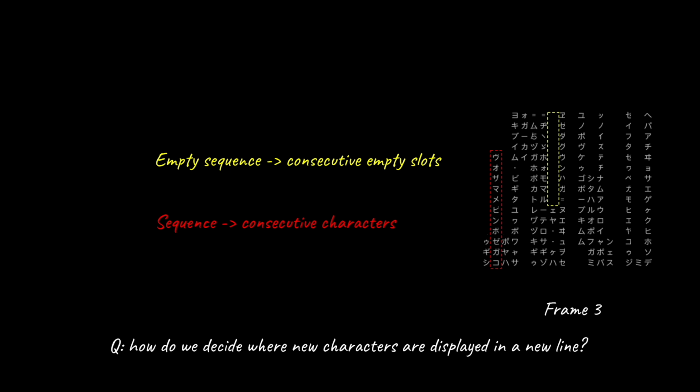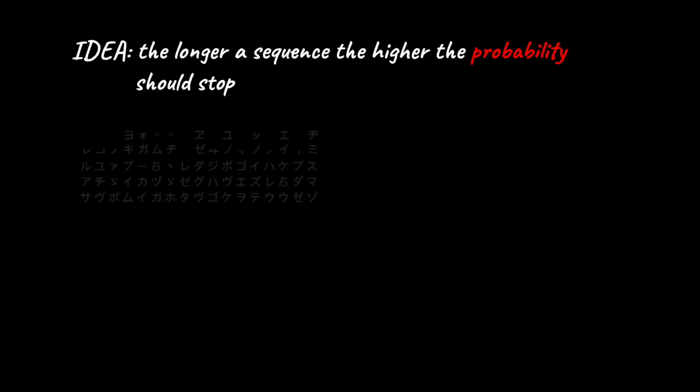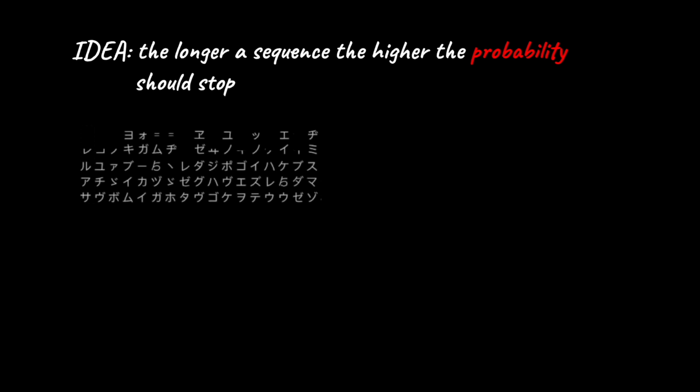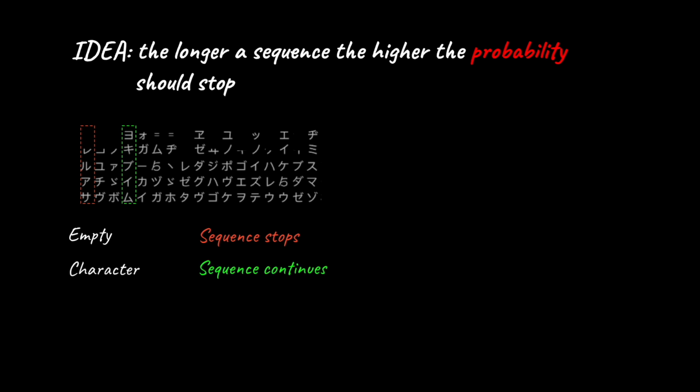Great, and now let's focus on both of them. The first idea is really simple. The longer the sequence, the higher the probability that the sequence is gonna stop. To better understand this, let's see a simple example. If we focus on the very first row at the top, we can distinguish between two scenarios. For example, in the first column, the character in the very first row is an empty slot. On the other hand, if we look at the third column, we can see that there is no empty slot, but rather a new character. So the difference here is that the sequence keeps going.